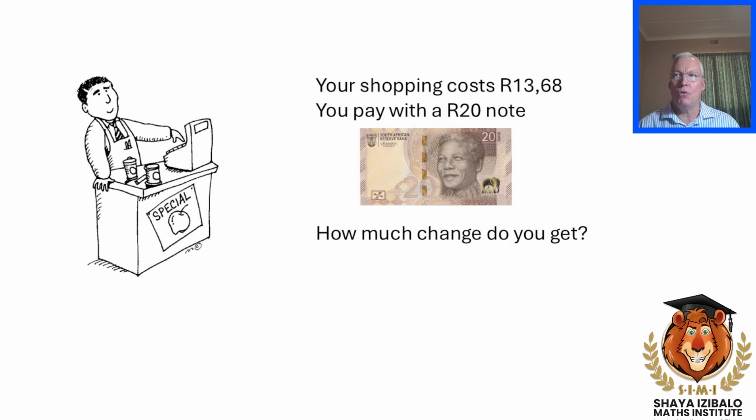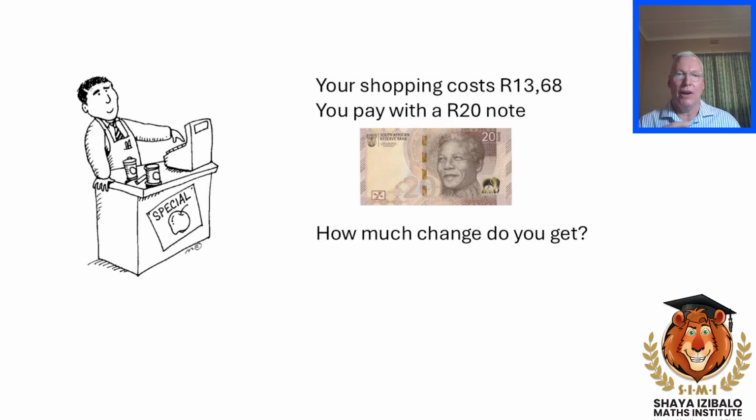So suppose you went to a shop and your shopping cost 13 Rand 68. Now you pay with a 20 Rand note. Quite quickly, the shopkeeper gives you 6 Rand 32 change. And you might be wondering, wow, how did they do that? Well, in fact, they didn't even work out the 6 Rand 32.